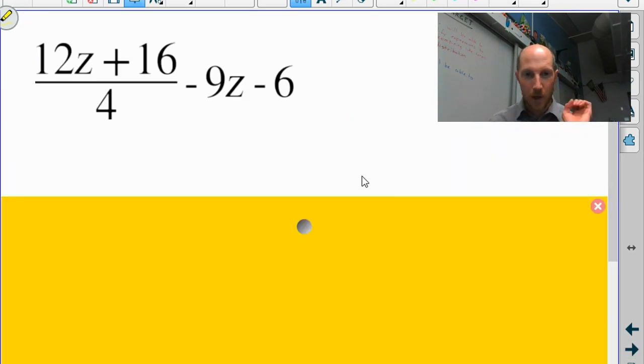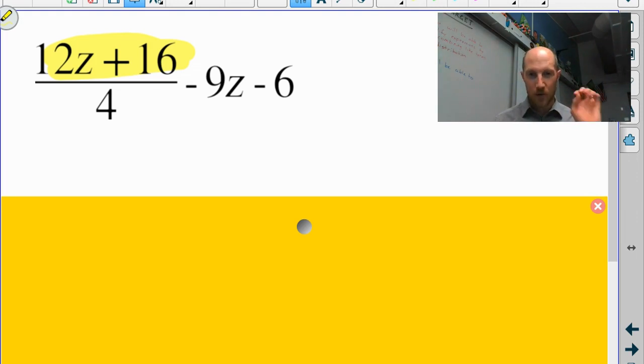All right, well, what if we've got a problem where there are multiple steps? 12z plus 16 is grouped. That all gets divided by 4. And then there's the minus 9z minus 6. So what I just highlighted in yellow, that is my group. And there are no parentheses, but the division line is a way of grouping things together. I need to start there. That whole group gets divided by 4. So the group gets divided by 4.